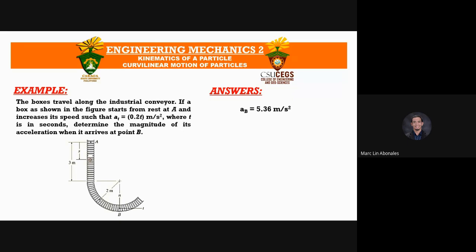point B. So we need to determine its acceleration if the box will reach a certain position, which is at point B, and the acceleration when it arrives at point B would be equal to 5.36 meters per second squared. So we will solve this third example problem.